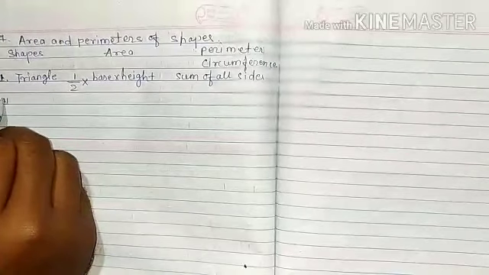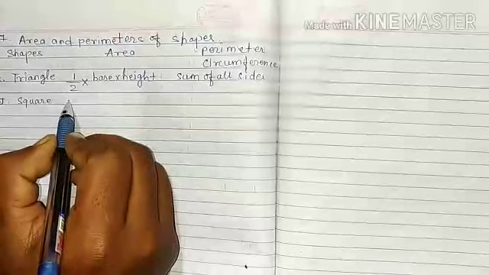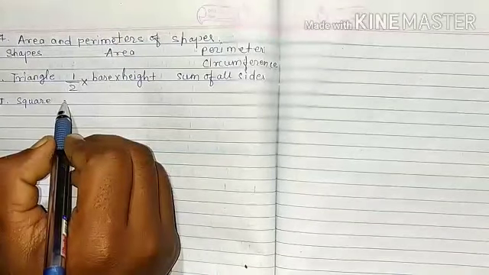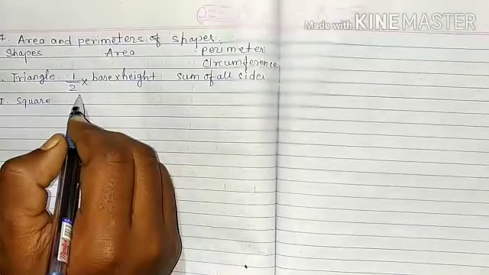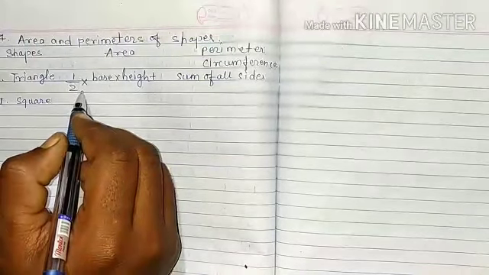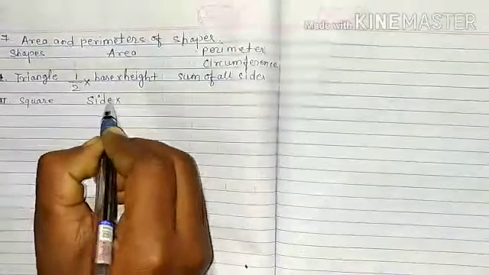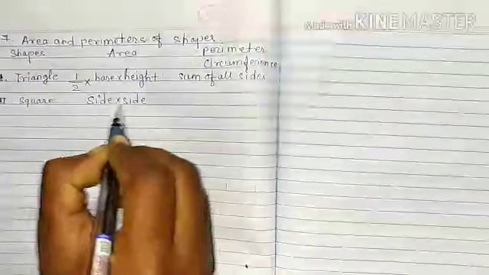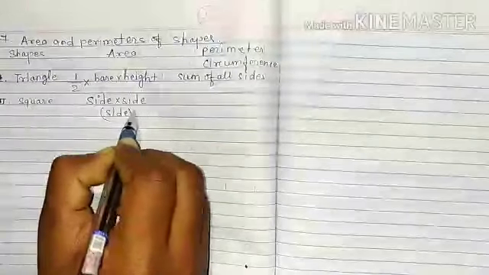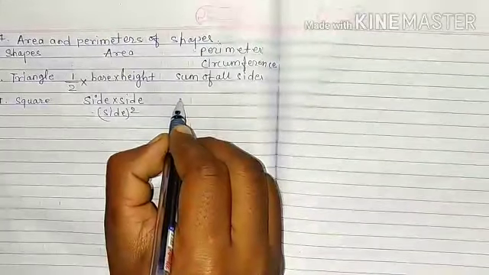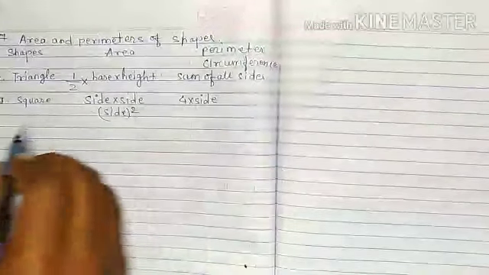Second, square. In a square, all sides are equal and opposite sides are parallel to each other, and their diagonals bisect each other at a right angle. So the area of a square is side into side, or side squared, and the perimeter of a square is 4 into side.